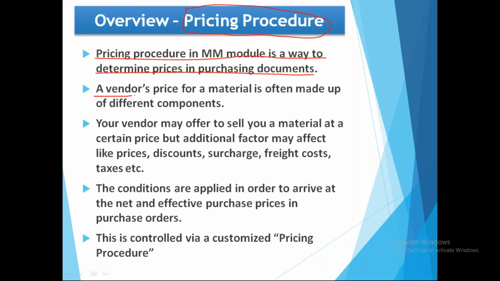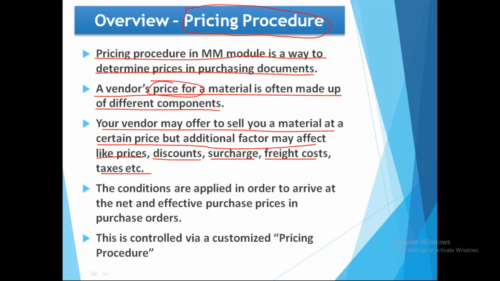Okay, a vendor's price for a material is often made up of different components. So you have a lot of things like gross price, net price, discount, freight charges, taxes, those kind of things. All those will determine the price for a material. Your vendor may offer to sell you a material at a certain price, but additional factors may affect it, like discounts, surcharge, freight costs, taxes, etc. So these things also will affect your overall price.